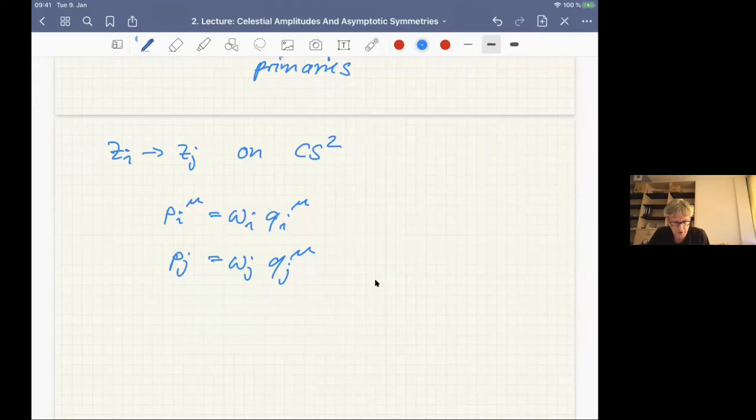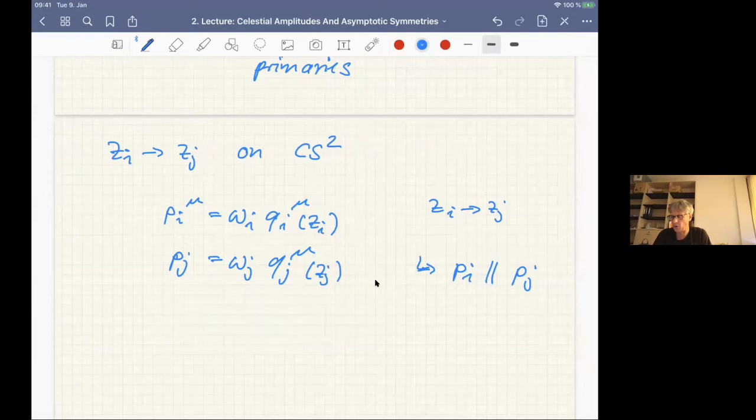According to the definition. But now, of course, if z_i goes to z_j, it means the whole z dependence is here in the q, where the omega is here. So it means that these two momenta in four dimensions become parallel. Of course, they don't become completely parallel. You can now also do an expansion with respect to our ordering parameters of getting parallel. But this is, of course, in four dimensions nothing else than that you look at the collinear limit.